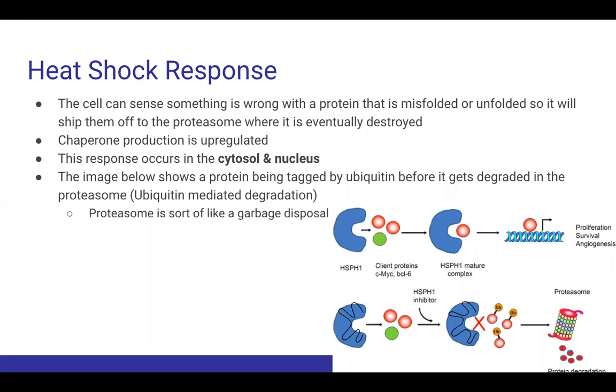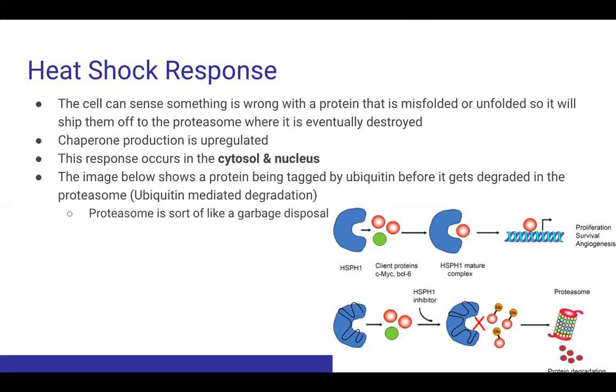Okay, so the first response was the heat shock response, and all that happens here is that you have a protein that's misfolded or not folding properly, and it gets sent to the proteasome where it eventually gets degraded. Professor Francis likes to think of the proteasome as a garbage disposal, like the one you have in your sink, where you put stuff there and it grinds it up and destroys it. That's pretty much what happens to a protein. During this response, you have the upregulation of chaperone protein production. And this response occurs in the cytosol and nucleus.